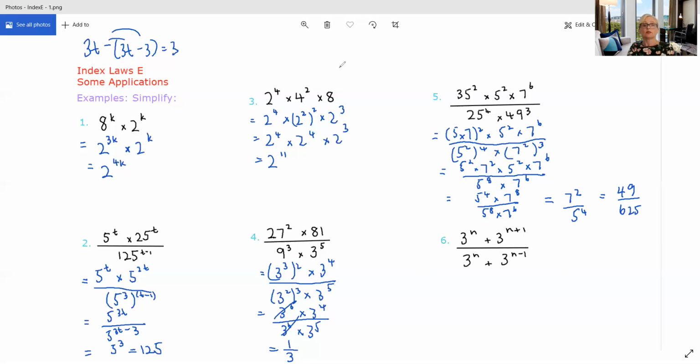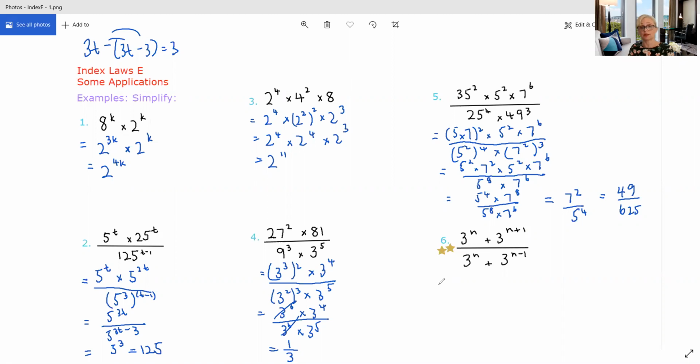Question 6 is a little bit of an interesting one. The reason why I picked this is that it is a little bit different. We've got a plus here. But let's think about what we know about our index laws, and let's think about some way that we might be able to cancel. If we want to cancel, we want to have a product over a product. How do we get that?